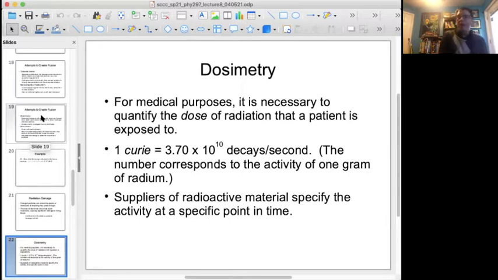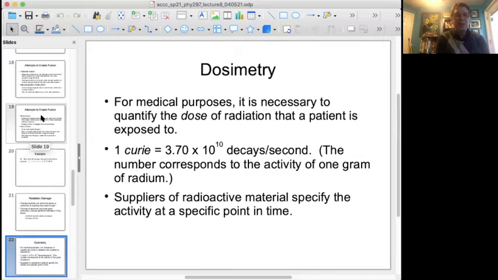So how do we quantify these health issues? We need to quantify the dose of radiation. One unit that's often used is the Curie, which is 3.70 times 10 to the 10 decays per second, which corresponds to the activity. Activity goes back to chapter 41. So the activity of 1 gram of radium is defined as the Curie.